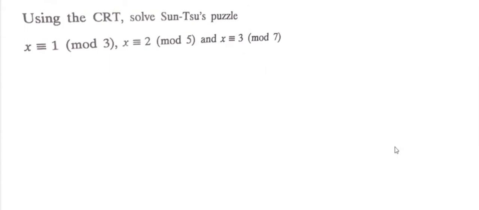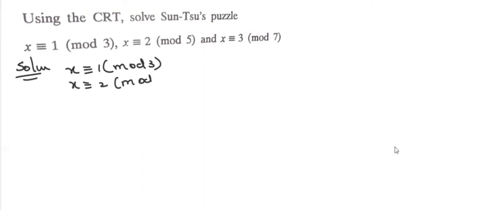Now we'll see the problems in Chinese remainder theorem. The problem is: given x congruent to 1 mod 3, x congruent to 2 mod 5, and x congruent to 3 mod 7. So now we'll see how to solve this. I'm going to start the solution. I'll write the question as it is: x congruent to 1 mod 3, x congruent to 2 mod 5, x congruent to 3 mod 7.